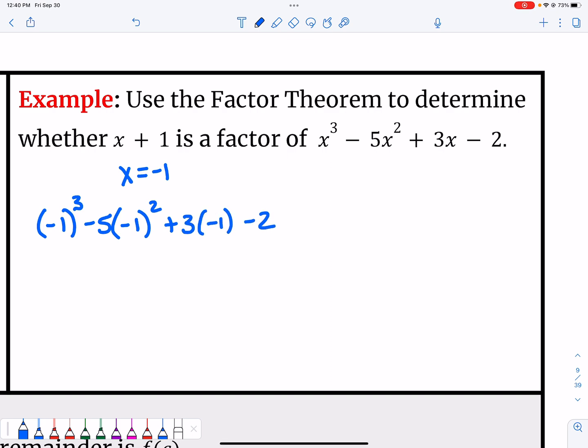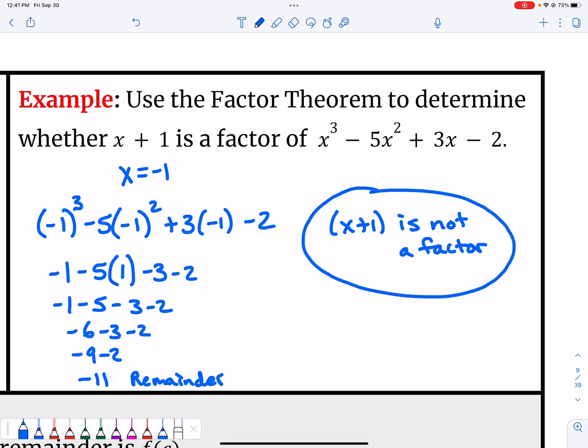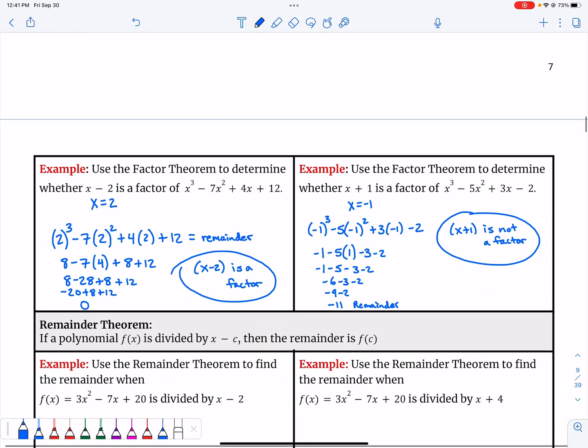So I have -1 cubed, that's -1, minus 5 times -1 squared, which turns into +1. And then 3 times -1 is -3, and then -2. So we get -1, -5, -3, -2, lots of negatives. So that'll be -6, -3, -2 is -9, -2, which gives me -11 as my remainder. So we know that x plus 1 is not a factor of this polynomial because I had a remainder of -11.